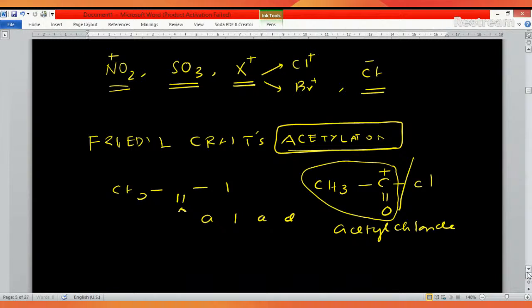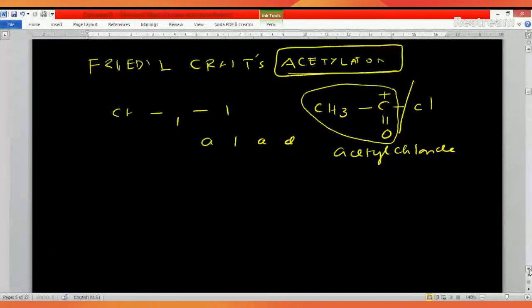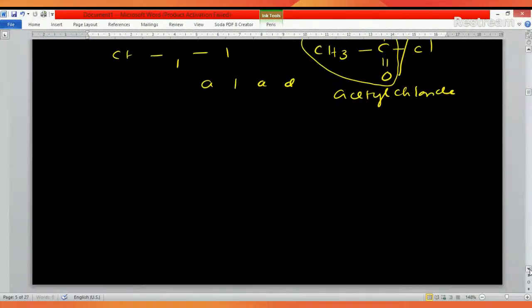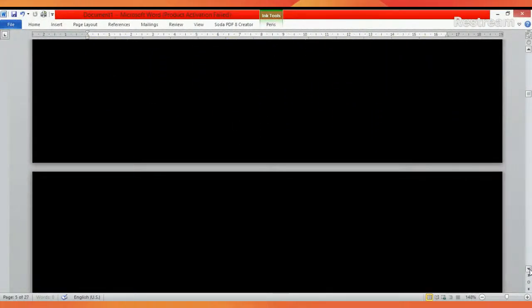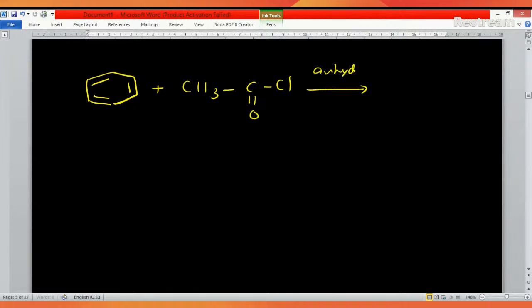So how to generate this electrophile and the reaction mechanism, that can be given as follows. I am writing the equation. Take a benzene ring and that should be treated with CH3C double bond O Cl in the presence of anhydrous aluminum chloride, AlCl3. And we know that it's an electron deficient substance.